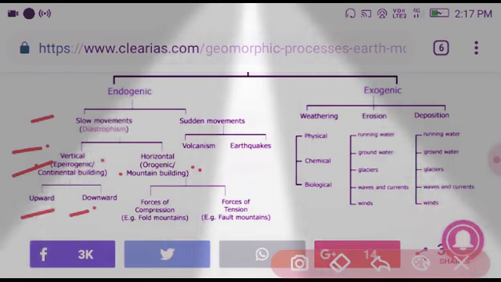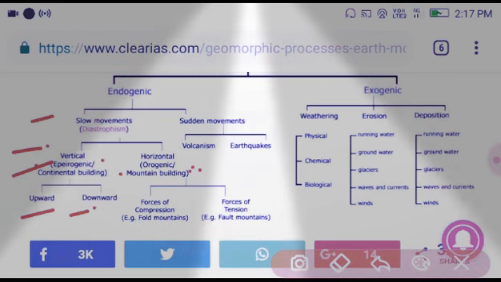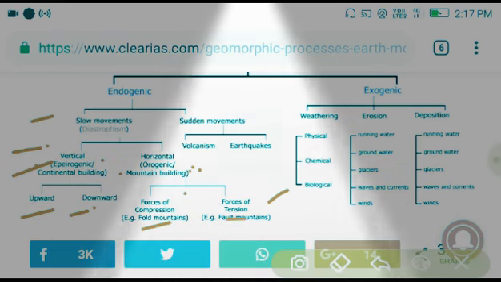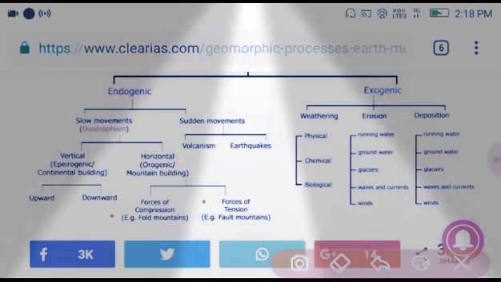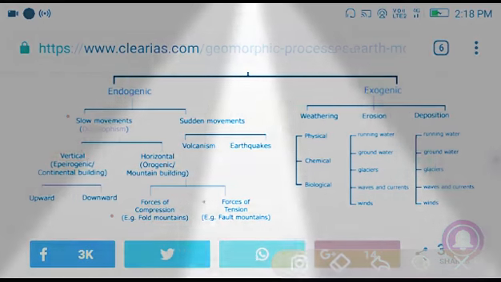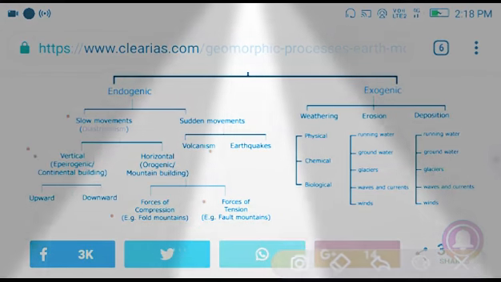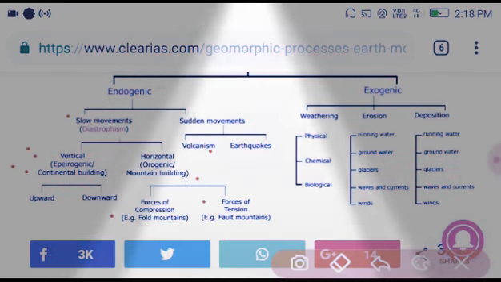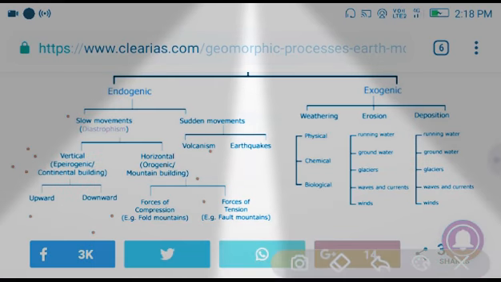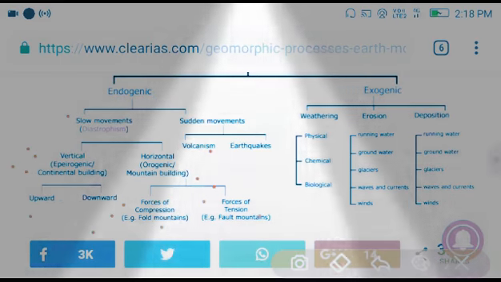Please remember, horizontal or orogenic movement means mountain building. It is mainly forces of compression and forces of tension. Forces of compression and forces of tension are both important. Slow movements or diastrophism are classified into two types, vertical and horizontal. Vertical means epirogenic, horizontal means orogenic. Vertical we can divide into upward and downward, and horizontal into forces of compression and forces of tension, both giving fold mountains.